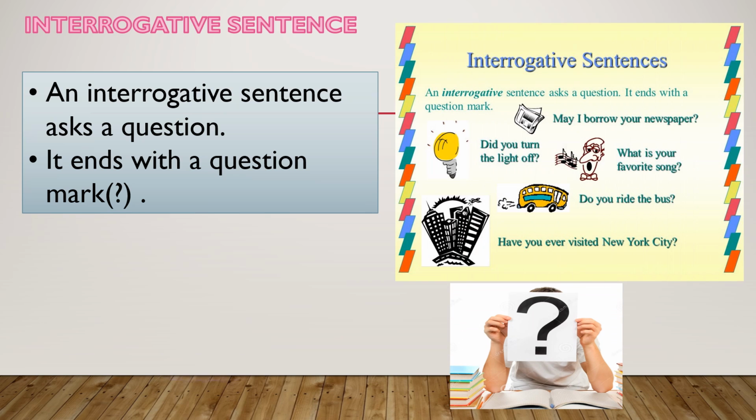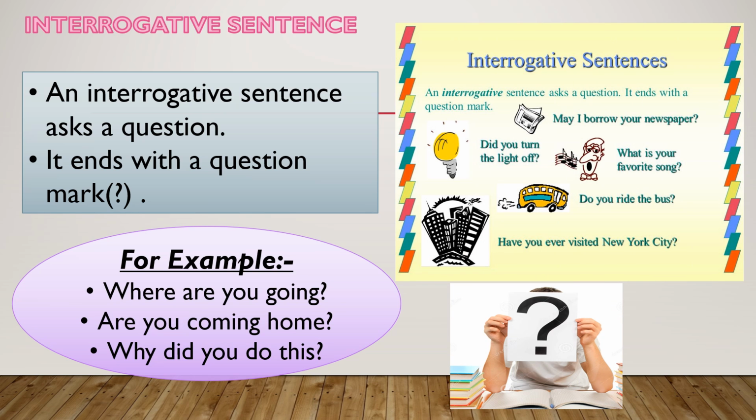Next comes the interrogative sentence. Now let us talk about the interrogative sentence. An interrogative sentence asks a question, right? It ends with a question mark. Any question we ask comes in the category of interrogative sentence. Where are you going? Are you coming home? Why did you do this? So any sentence which ends with a question mark is an interrogative sentence.